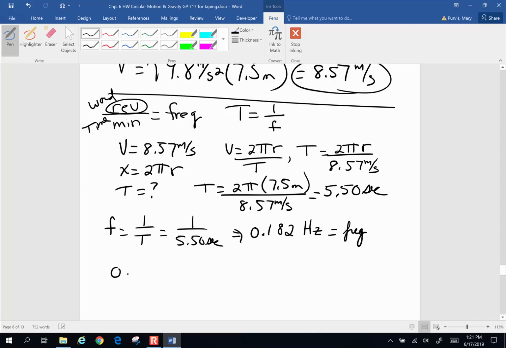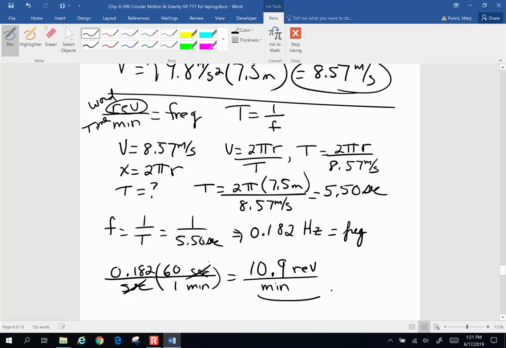So I have 0.182 per second, and I want to get that per minute. Get rid of seconds, go to minutes. There's 60 seconds in a minute. Take that times 60, and I ended up with 10.9 revolutions per minute. Remember, revolutions is just a word, it's not a unit. And that is how fast it would have to rotate in order for people to feel weightless at the top of that ride. All right.